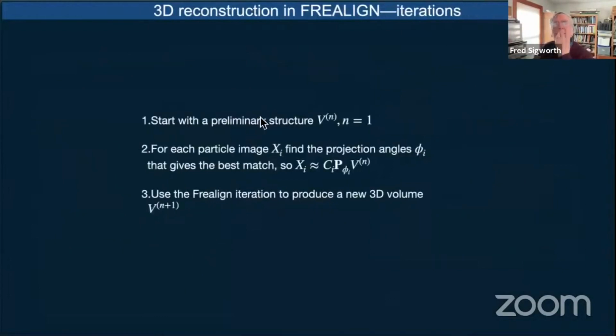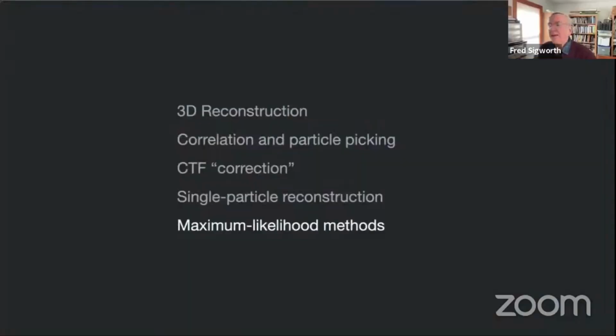So here's how you use Frealign. You somehow start with a preliminary structure that you've gotten, typically a low resolution structure, and then you go through this process, find the best projection direction and iterate to get better and better Fourier volumes. Okay, so the other 3D reconstruction algorithms are basically the same thing, except that they use the theory of maximum likelihood. And in the end, you'll see that the reconstruction formula looks about the same.